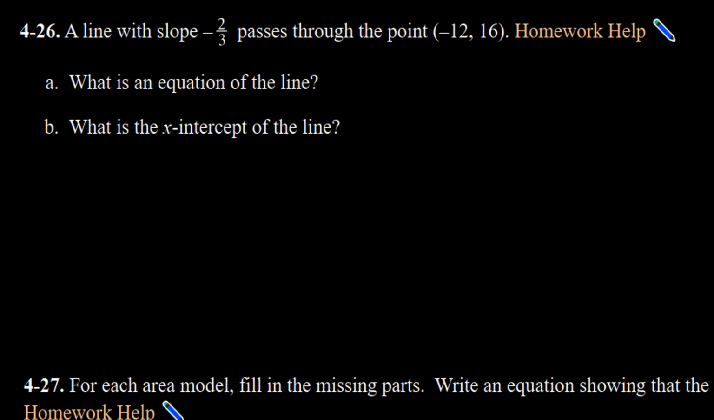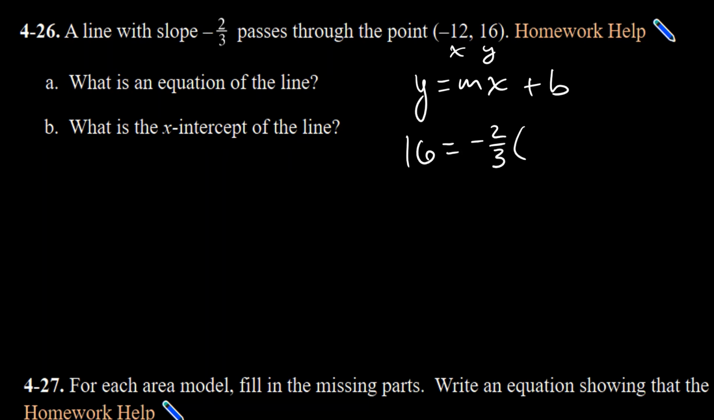I'm going to use the technique we've been using in class. So I will start with y is equal to mx plus b. I've got an x value and a y value from this point that I was given, and I'm going to plug those into this. So I'll write 16 equals my slope of -2/3 times an x value of -12, and then I have plus the b.